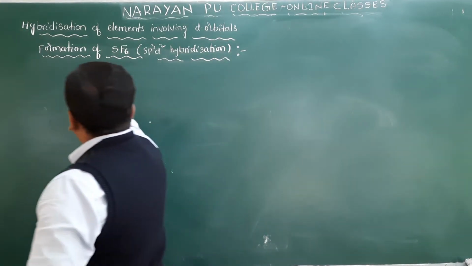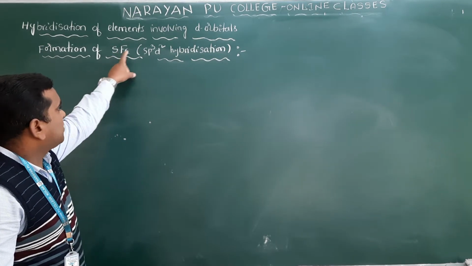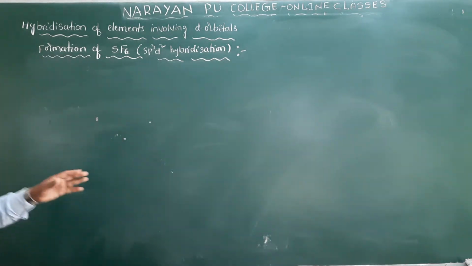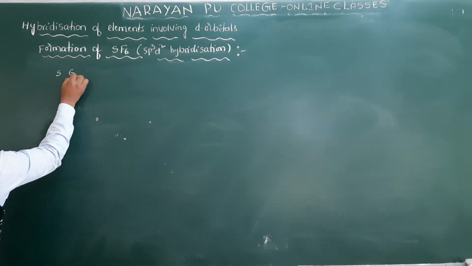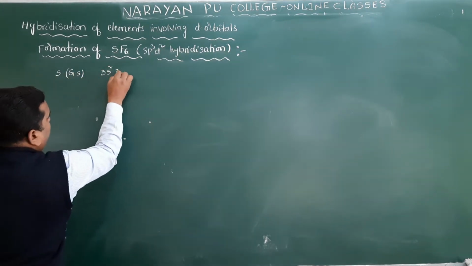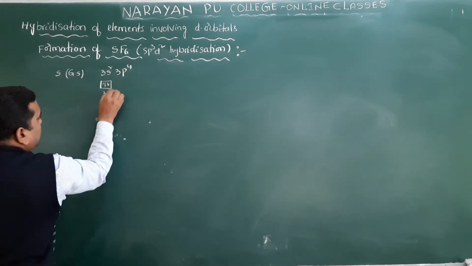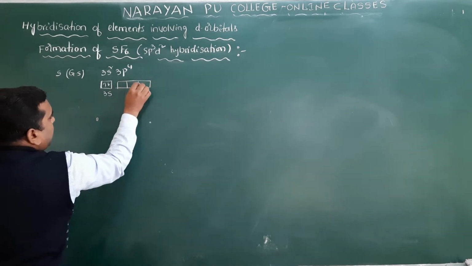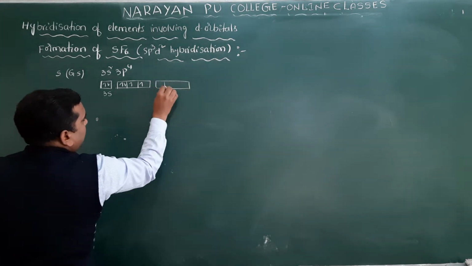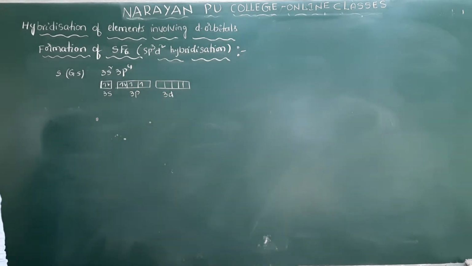So next one is the formation of SF6. What is the hybridization of the sulfur atom in SF6? sp3d2. The same way we have discussed, we have to discuss. Sulfur, what is the ground state electronic configuration? Sulfur belongs to the group 16, so that's why 3s2, 3p4, total 6 electrons are there. In the 3s orbital, 2 electrons are there. In the p orbital, how many electrons are there? 4 electrons. So next which orbital will come? Empty d orbital will fill. Clear?